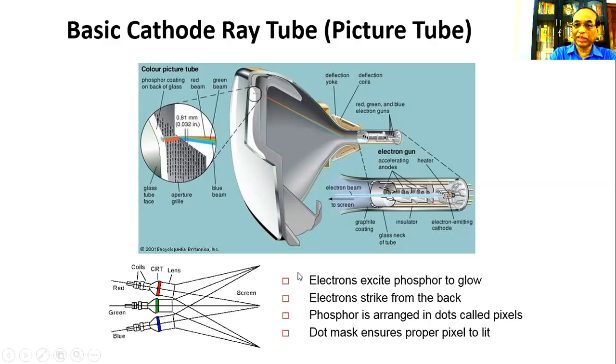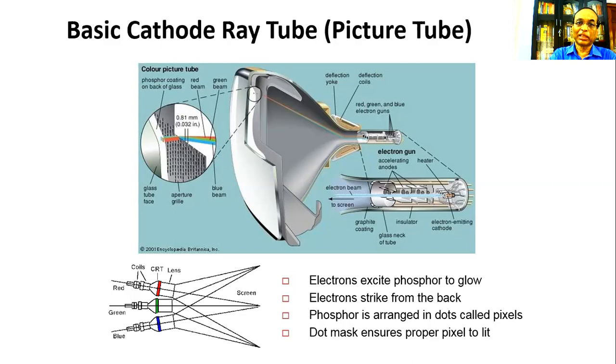So electrons excite phosphor to glow. Electrons strike from the back. Phosphor is arranged in dots called pixels. The dot must ensure proper pixel alignment, so it will be finely aligned with the beam, and the different colors will come out of it.